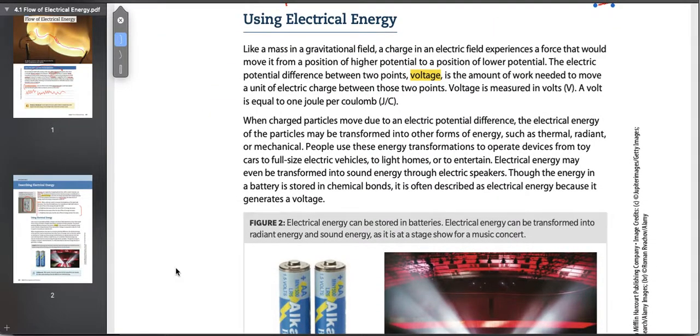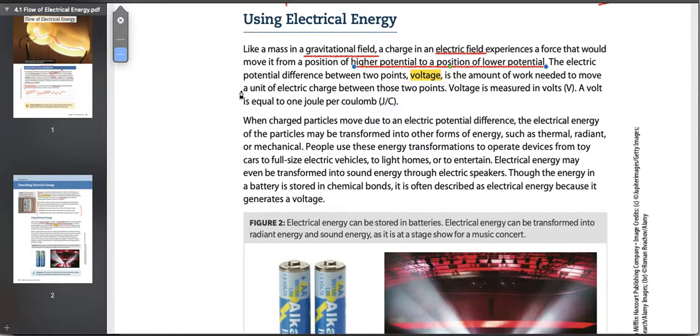Using electrical energy. Like a mass in a gravitational field, a charge in an electric field experiences a force. We have gravitational field and we have electric field, and they're related in interesting ways that we're not going to go into right now. A charge in an electric field experiences a force that would move it from a position of higher potential to a position of lower potential. We don't know what any of those things mean yet, but they're about to tell us.